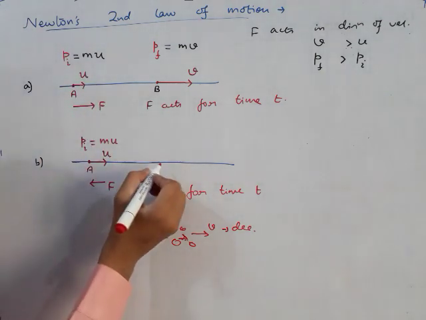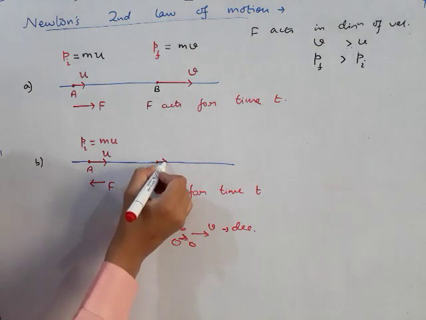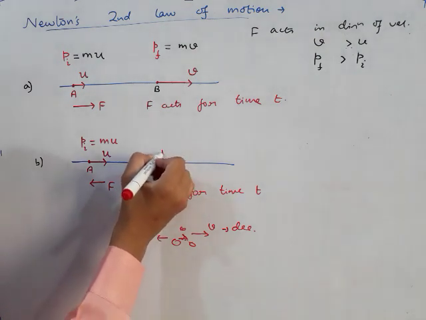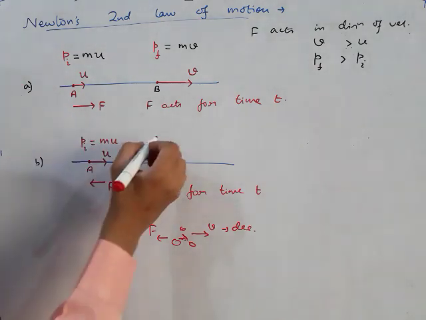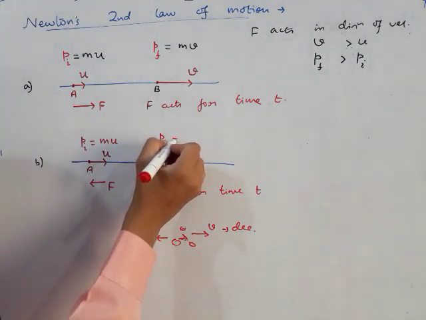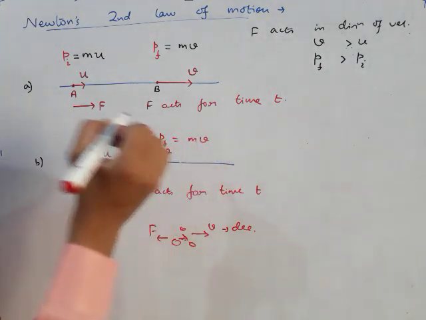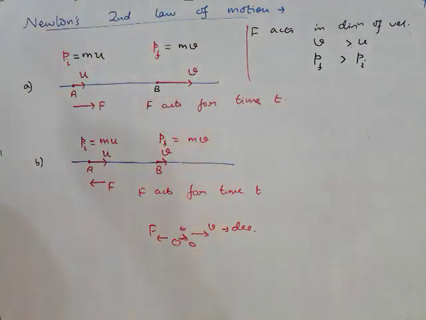With this in mind, after some time we say, suppose at this point the velocity will become smaller, and that will have some value v, and here the momentum Pf will be how much? M times v. All these three things we can write again in the context of second figure.